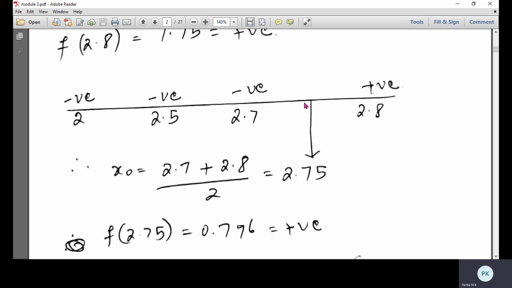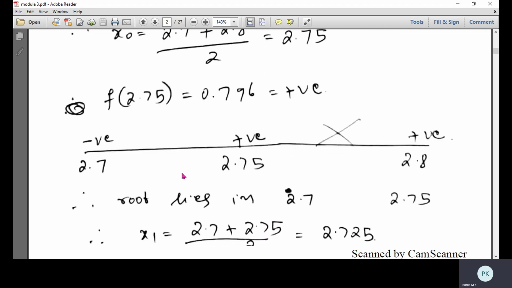So for the next step you are taking only this part. 2.7 negative, 2.8 positive. Middle value. What is the middle value? 2.7 plus 2.8 divided by 2. That is 2.75. Next you calculate f of 2.75. What is f of 2.75? 0.796 positive. So in the next step you are writing 2.7 negative, 2.8 positive, and 2.75 here, you are writing positive because you are getting this.